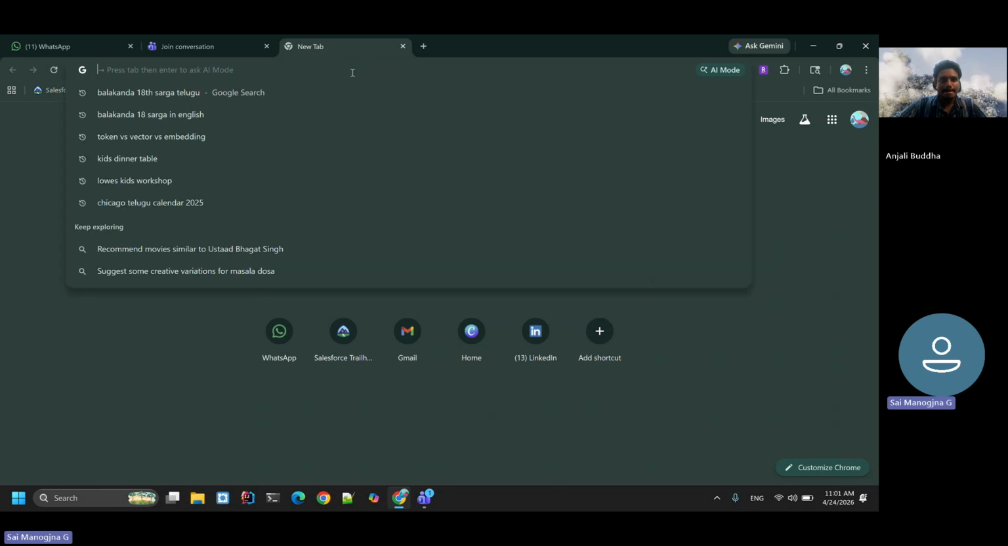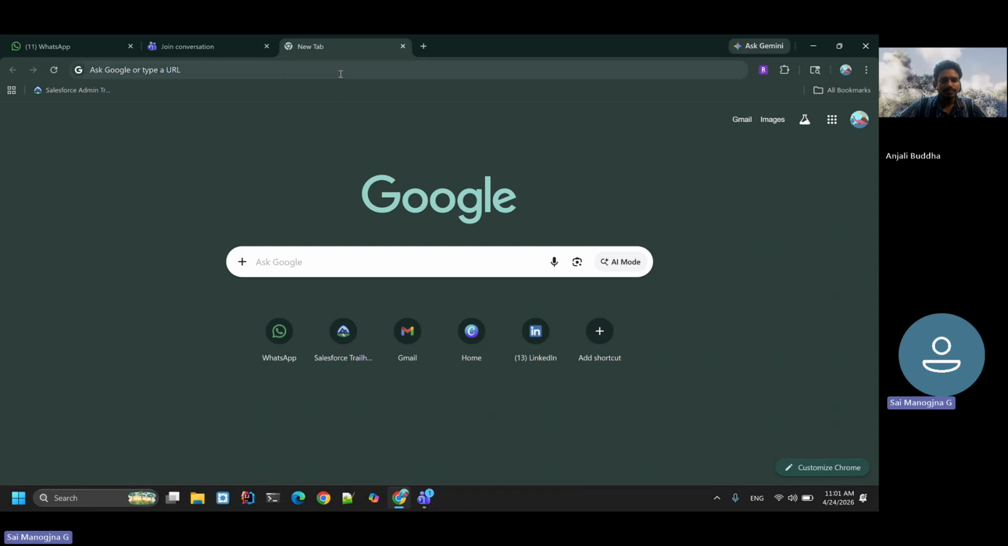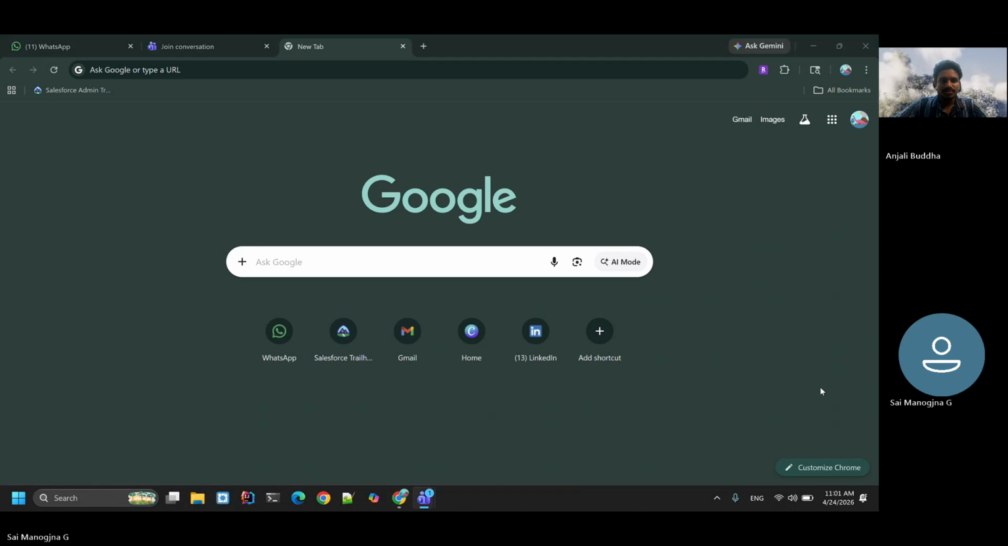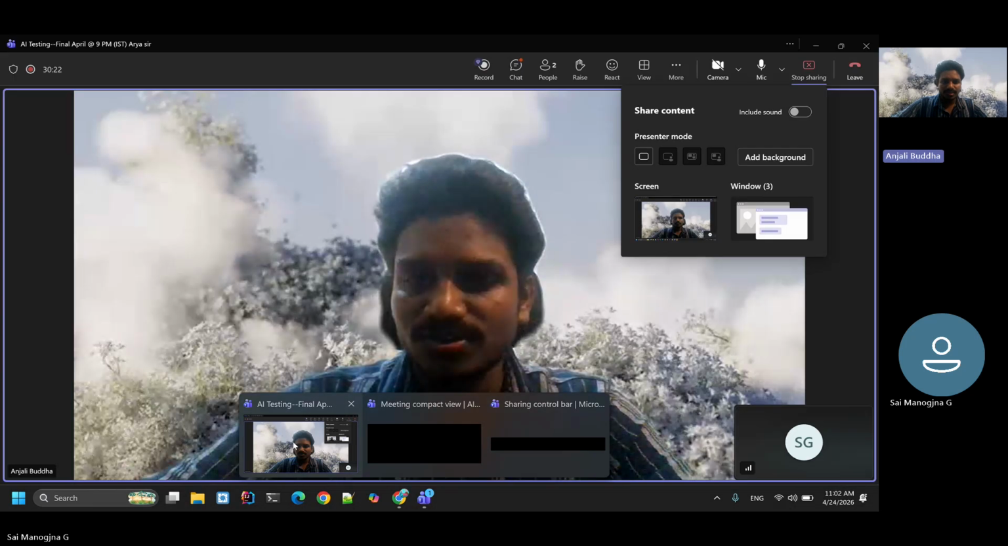Okay, I hope you can see my screen. Yes, it's visible. What am I supposed to do? Did you share the link in the chat? Yes. So just open your task manager.